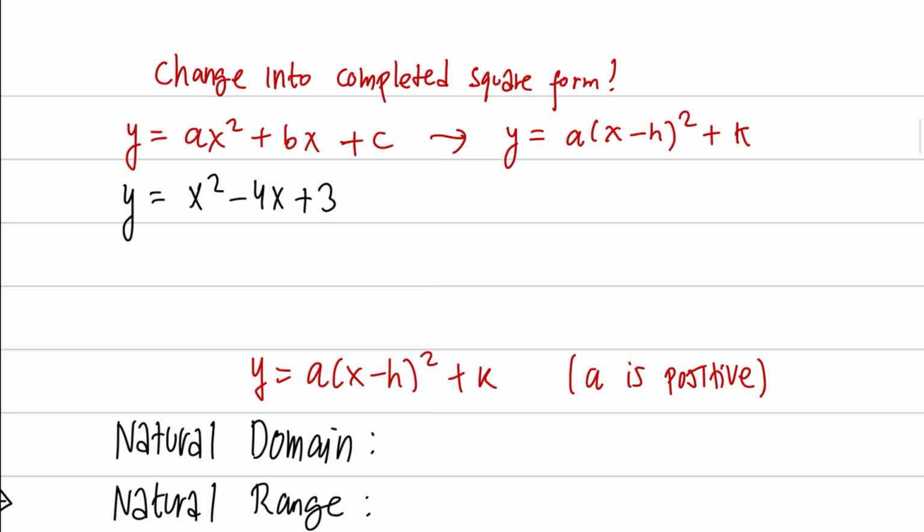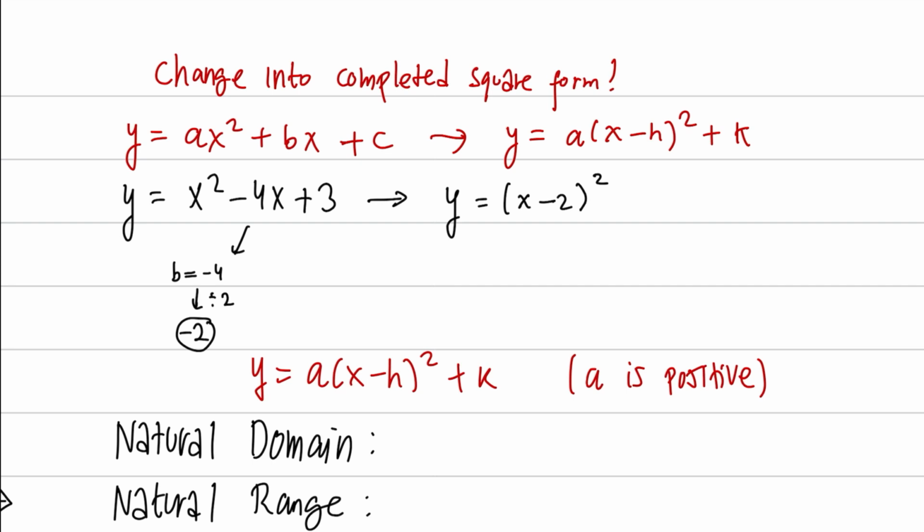In order to find the domain and range, we need to find the maximum or minimum point of the quadratic. So we just need to change it into completed square form. How do we find it? We just take our b value, which is minus 4, and then we divide it by 2. We will get minus 2. So we put y equals x, and then we take this number, minus 2, and then we square it.